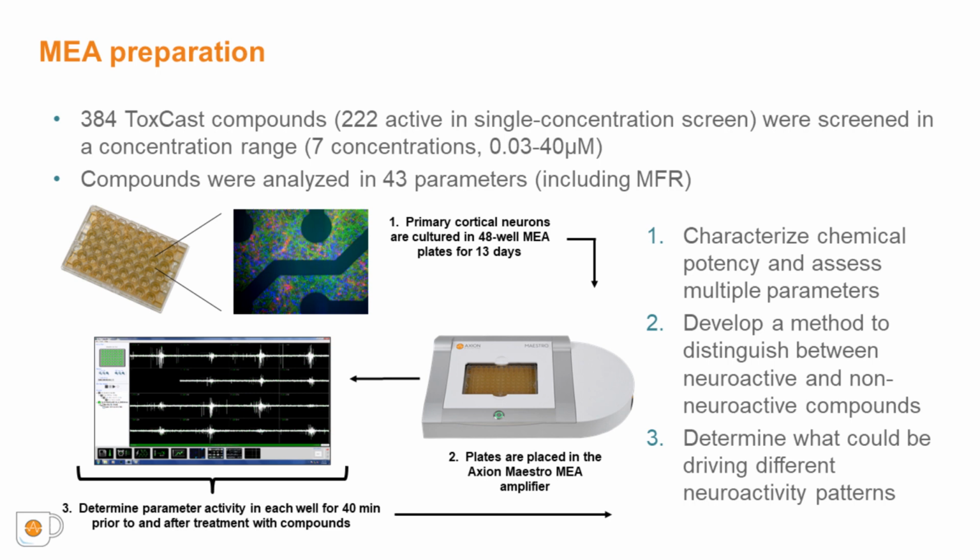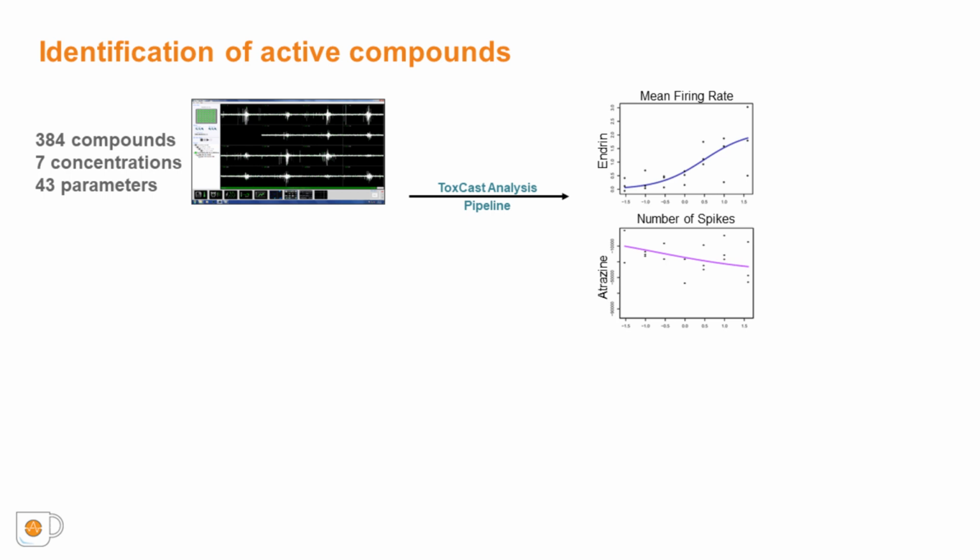parameters are most important in differentiating compound neuroactivity. And finally, based on the compound's activity behavior, determine if any features of the chemical set could be driving different patterns of neuroactivity. In order to do this, we had several steps in analyzing the data generated from the MEAs.